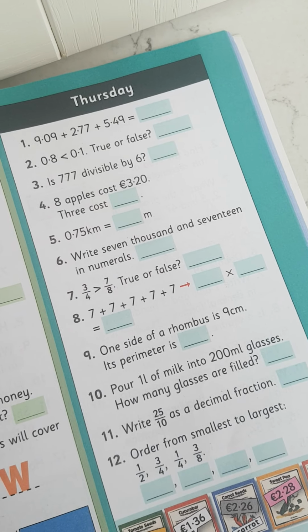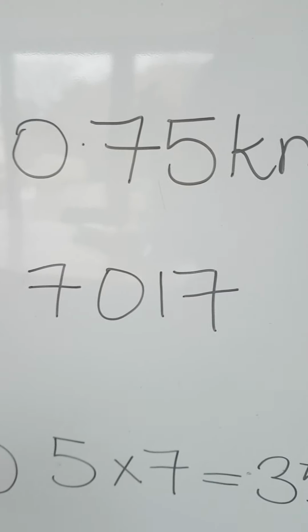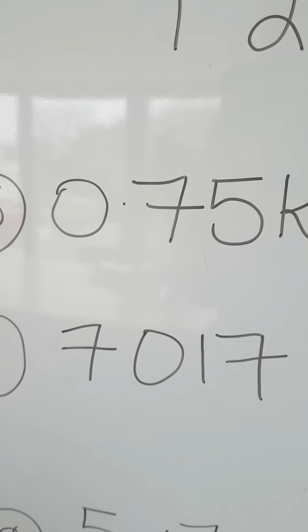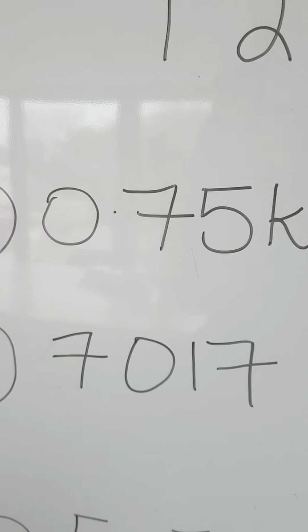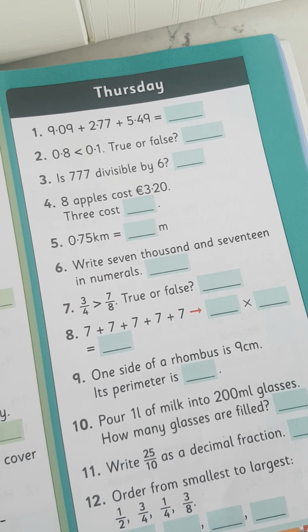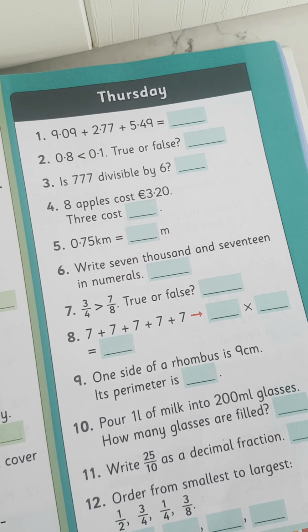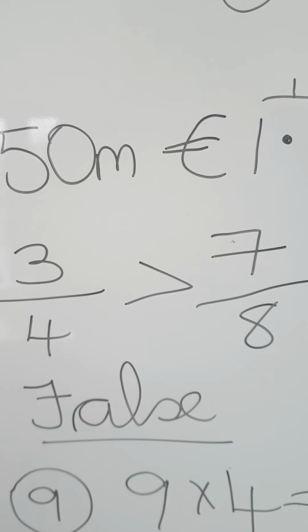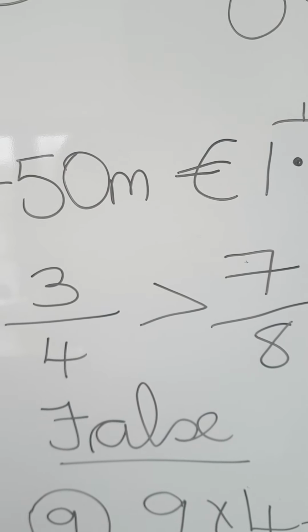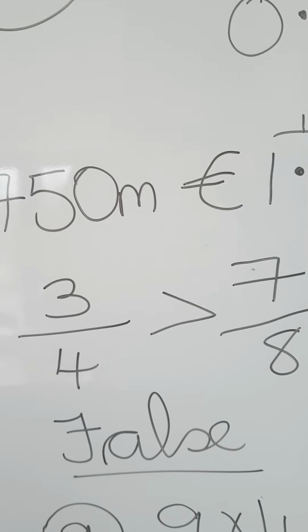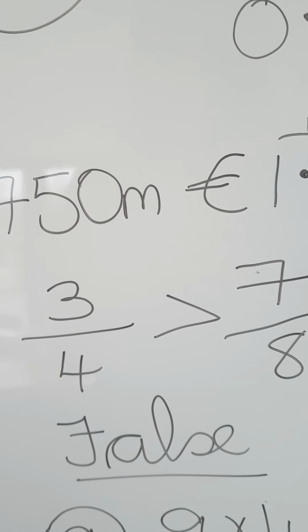Question 6, write 7,017 in numerals. So that's easy enough, 7,017, so there's no hundreds. 7017. Question 7. 3/4 is greater than 7/8, true or false? So 3/4 would actually be the same as 6/8. So that one is false because 7/8 would be greater than 6/8. So false is your answer.